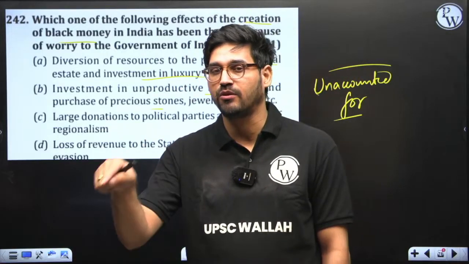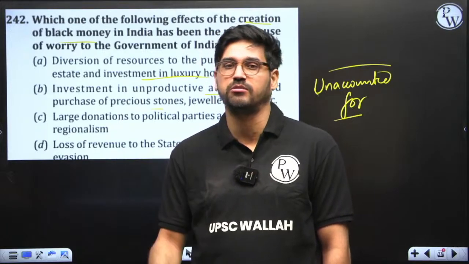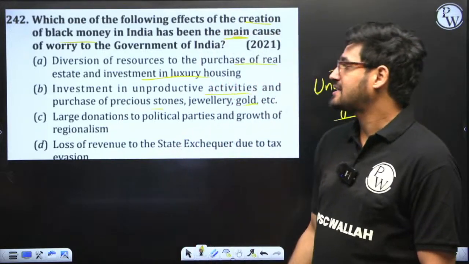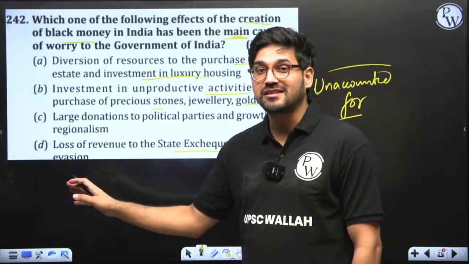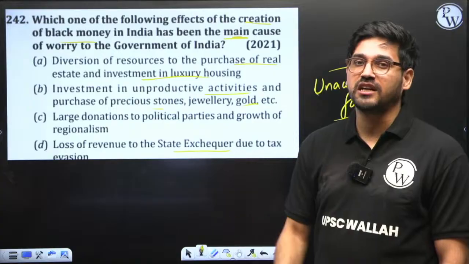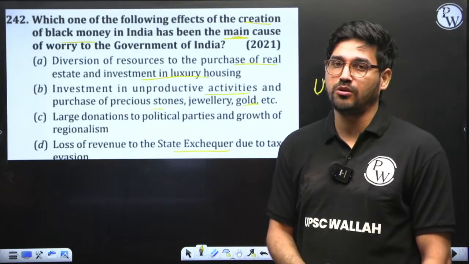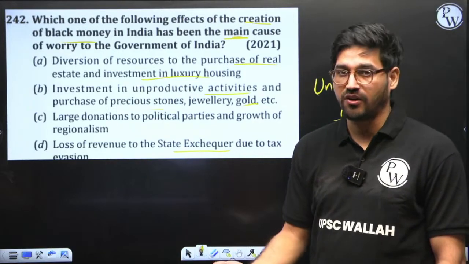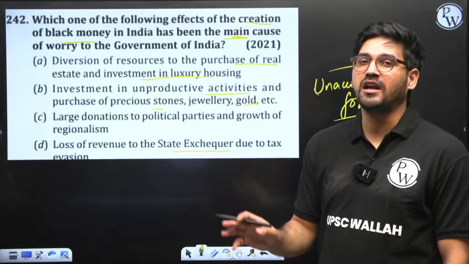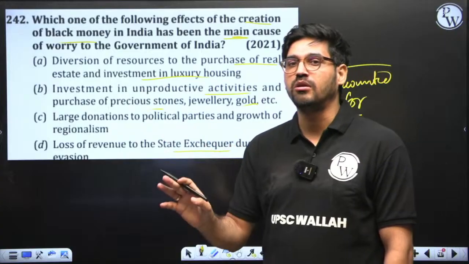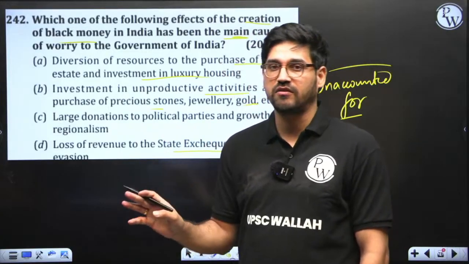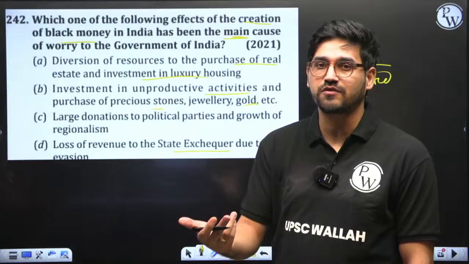A lot of black money flows into elections also, which has eventually led to criminalization also. D says loss of revenue to the state exchequer due to tax evasion. Now, this black money by definition is money that authorities don't know about. It's an unaccounted form of money. That means people are conducting transactions while the authorities don't know about it, which is why they are evading a lot of taxes. A lot of transactions done in cash formats.